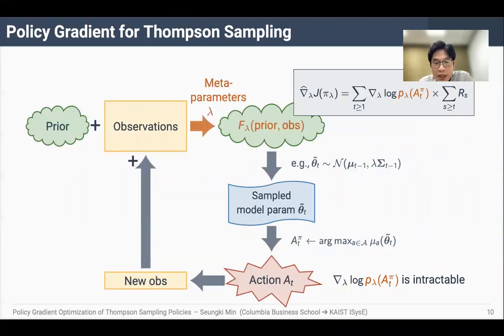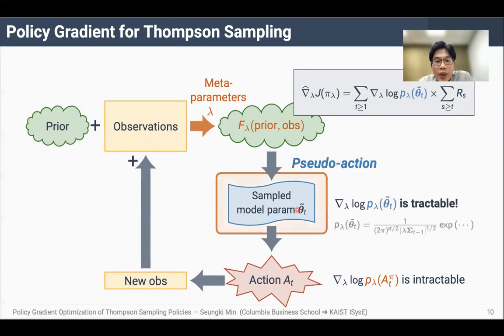So here comes our main idea. Instead, we interpret the sampled model parameters, tilde theta, as a pseudo action taken by the Thompson sampling. So this is the decision made by the Thompson sampling. And because we know how we parameterize this sampling distribution, we should be able to compute the log likelihood of the sampled model parameters, as well as its gradient. So we can compute the gradient estimate, and so we can apply the policy gradient. So this is a very simple tweak.